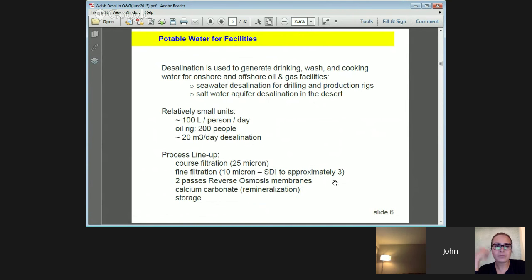But desalination is used to generate drinking, wash, and cooking water. Offshore seawater is used.